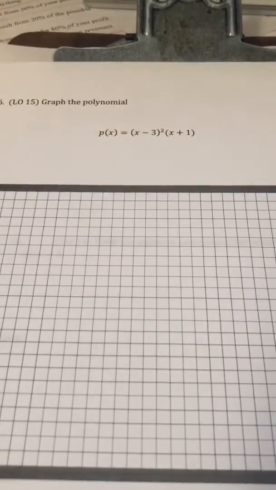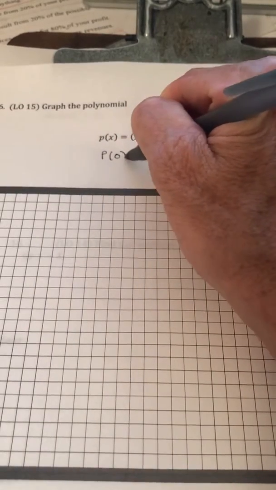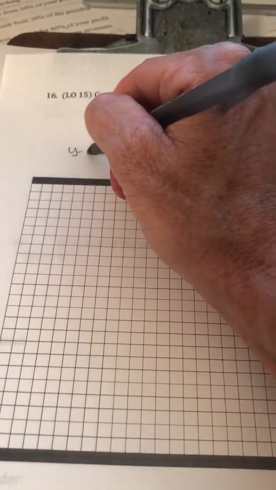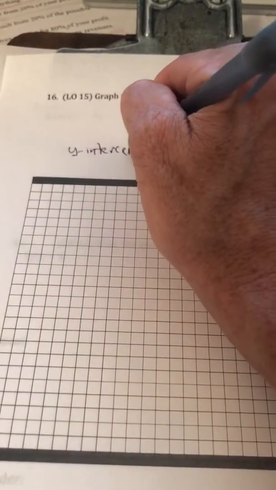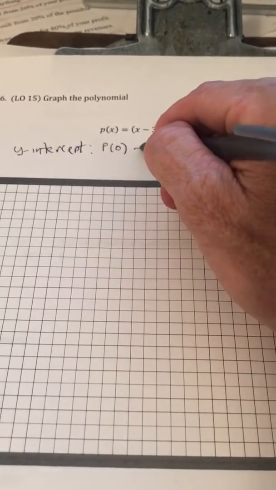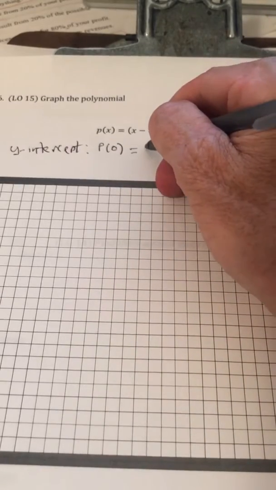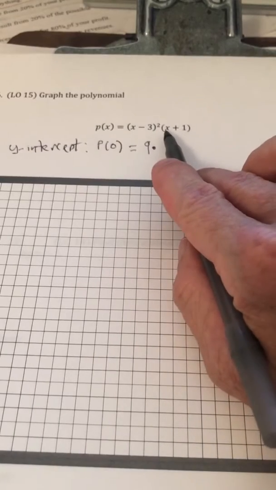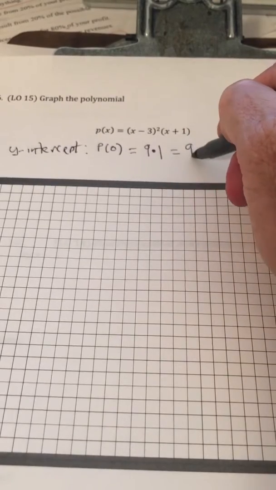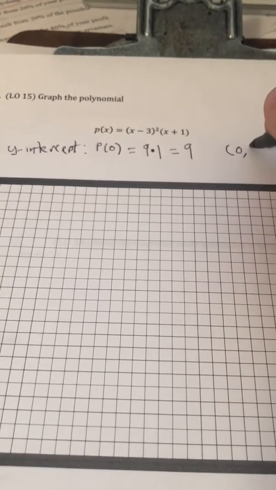So let's go ahead and find the y-intercept. We find the y-intercept by plugging in 0 for x. So if I plug in 0 for x, 0 minus 3 is negative 3. Negative 3 squared is 9. 0 plus 1 is 1. So we have 9 times 1, which is 9. So written as an ordered pair, the y-intercept is 0, 9.